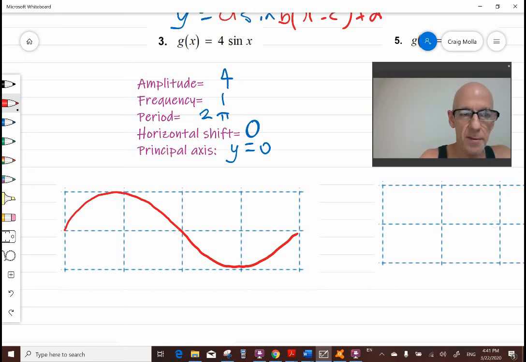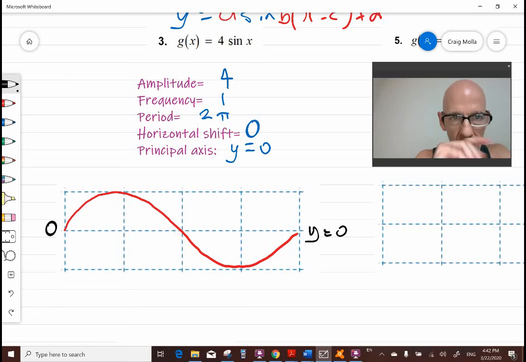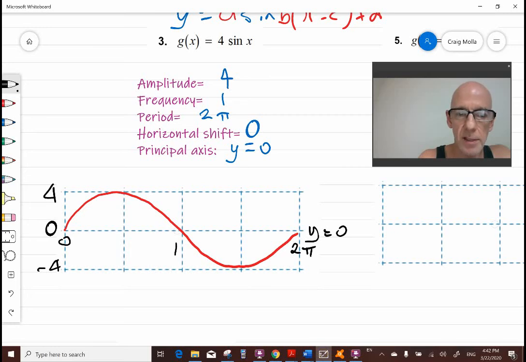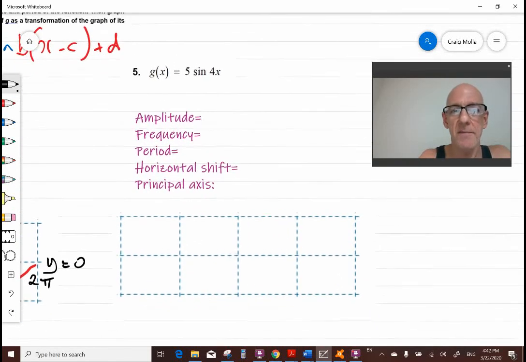Now, I need to remember that the principal axis is y equals 0. And so 0 on my y-axis. Amplitude is 4, so we go down to -4. And we go up to +4. And the period is 2 pi, and we're starting from 0. So we're going to go from 0 to 2 pi on the x-axis, which means pi will be my middle point here for half of a period, pi on 2, and 3 pi on 2. Should be easy.